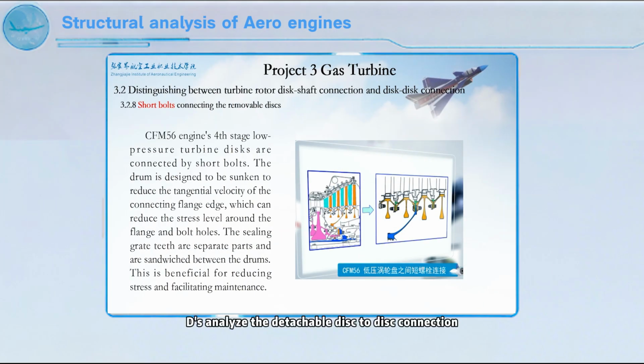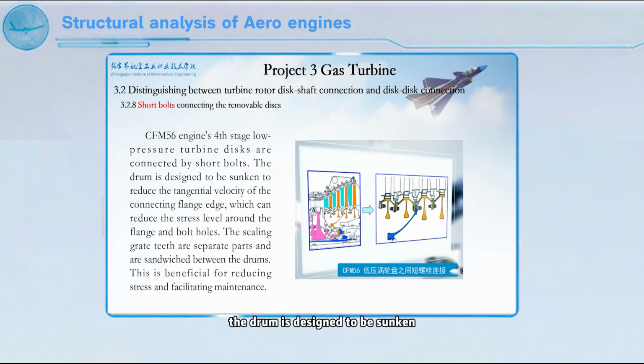Next, let's analyze the detachable disc-to-disc connection. The detachable disc-to-disc connection usually has short bolt connection and long bolt connection. As shown in the figure, this is the four-stage low-pressure turbine of the CFM56 engine. Short bolts are used to connect the discs.